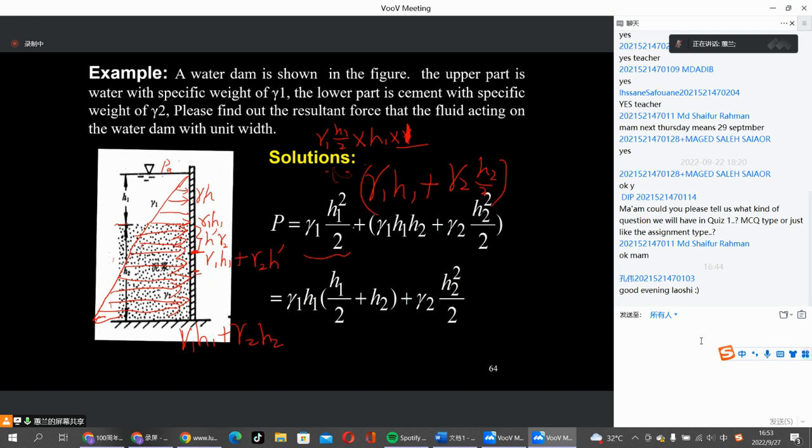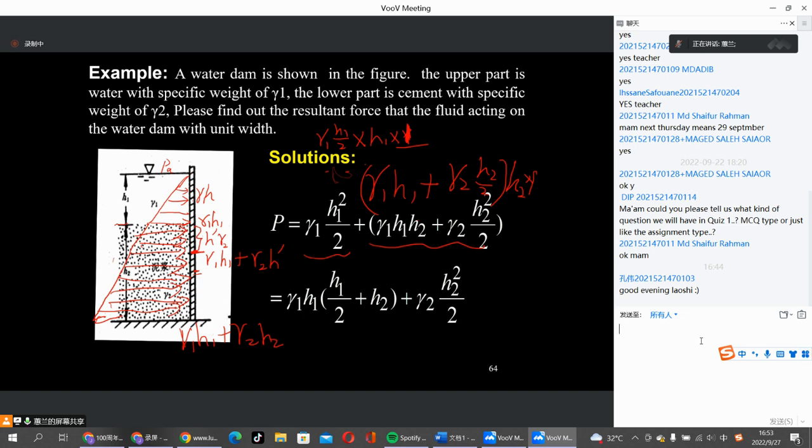This will be the pressure at the centroid, and then times the area of the segment, right? It will result in this one. Okay, so we use the formula.